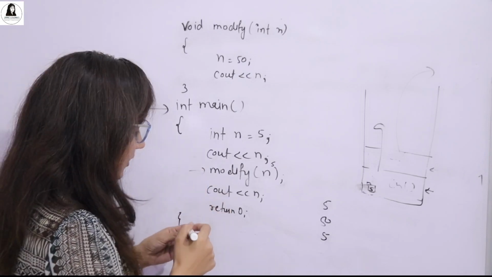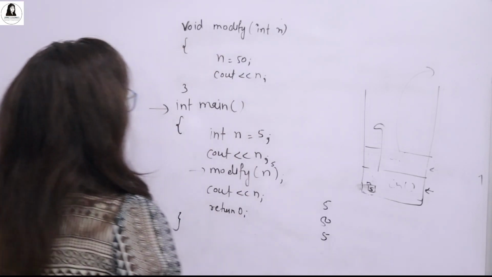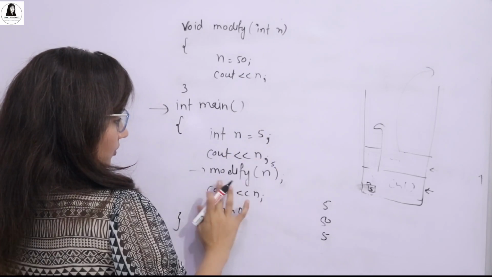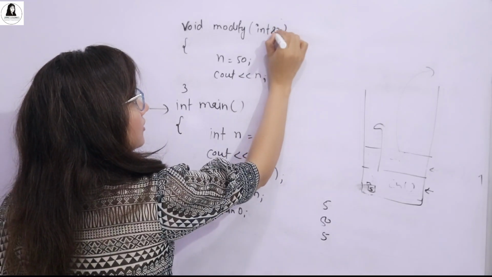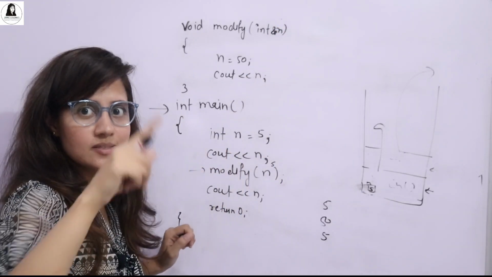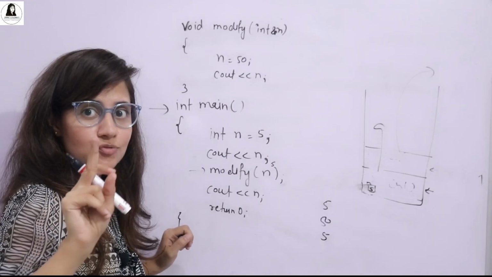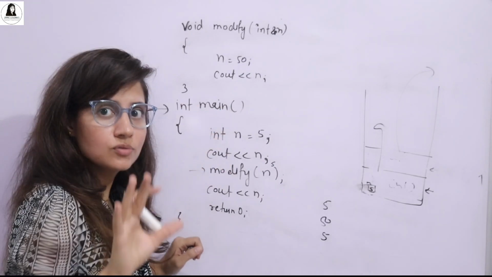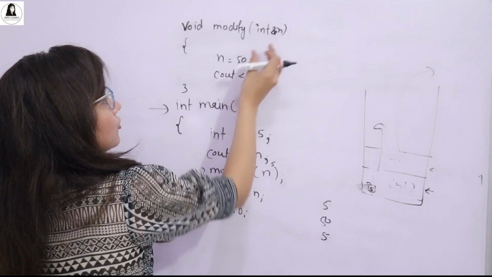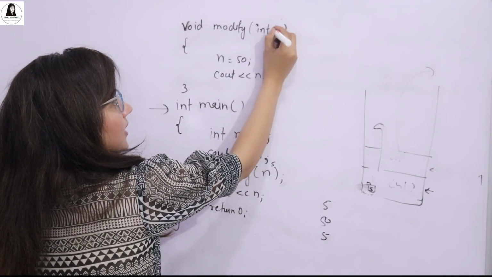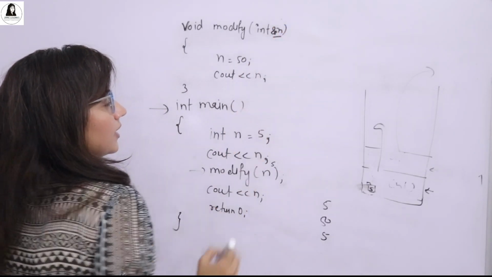So let's see call by reference here. Suppose here we are passing modify n, and here we have the ampersand symbol. While creating a reference variable, we don't call it address of n, right? So this ampersand symbol and n, this is a reference variable.